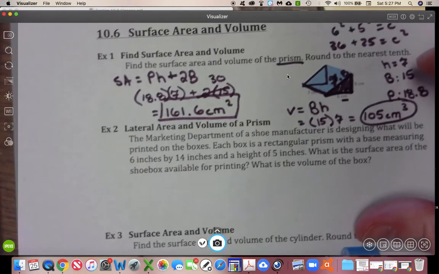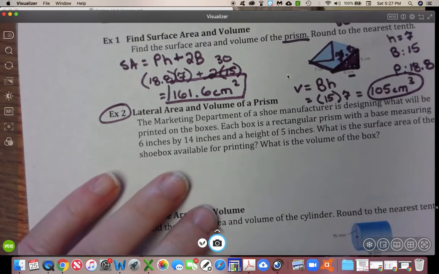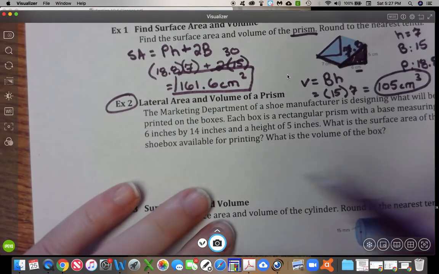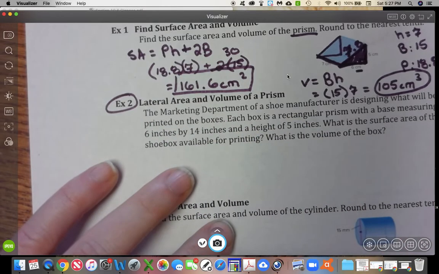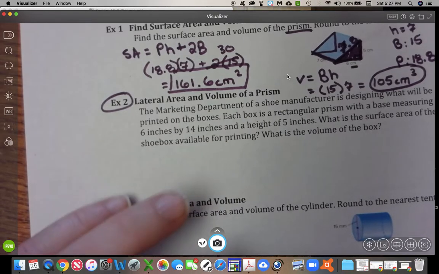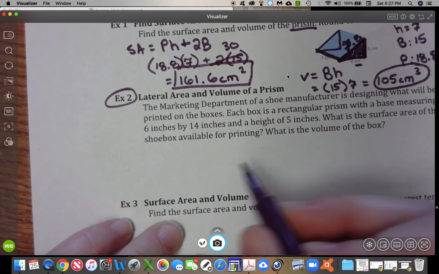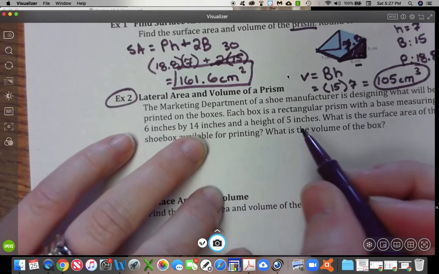Example 2, I'm going to have you guys do this one, so I'll post that question here in just a second, but let's go through and I'll help you draw what this thing looks like. The marketing department of a shoe manufacturer is designing what will be printed on the shoe boxes. Each box is a rectangular prism with a base of 6 by 14 and a height of 5. So I'm going to draw this box here.